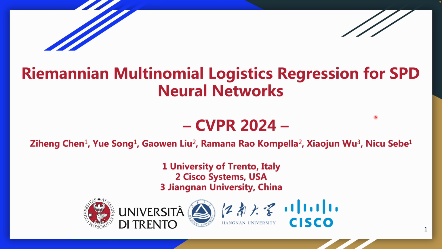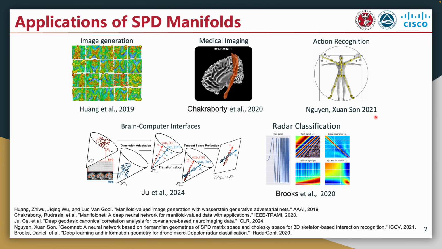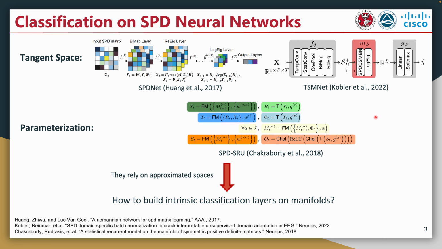I'm here to present our CVPR paper, which extends the Euclidean multinomial logistic regression, known as MLR, into the SPD manifolds for better classification. In computer vision, there are many features lying on SPD manifolds, or symmetric positive definite matrices, such as in medical imaging, action recognition, brain computer interfaces, or radar classification.